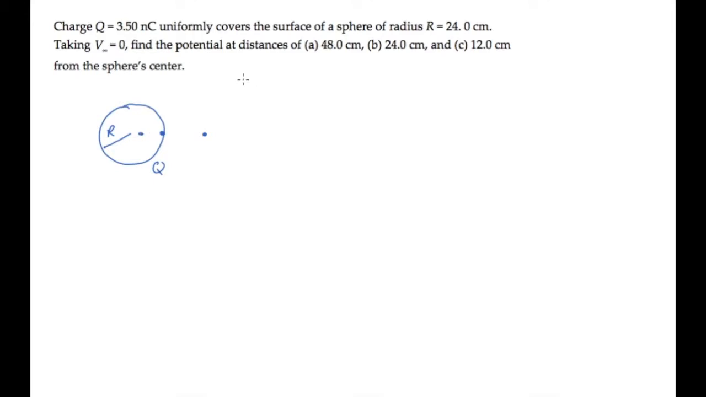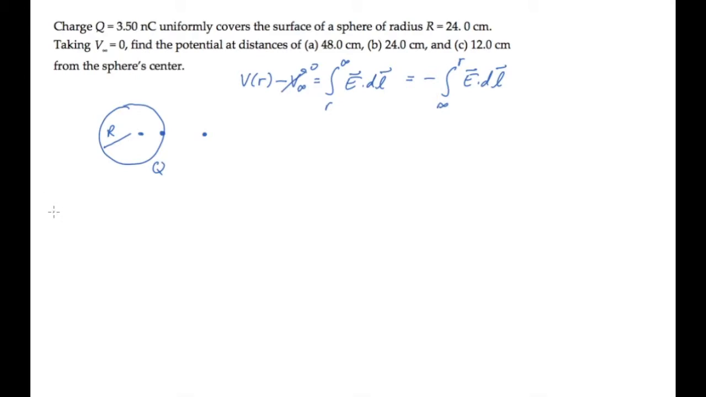The potential at any distance r from the center of the sphere relative to infinity is the line integral of the electric field over the path. If we take the potential at infinity to be 0 and reverse the order of the limits on the integral, we get this expression, which shows us that we need to know the electric field before we can evaluate the potential.